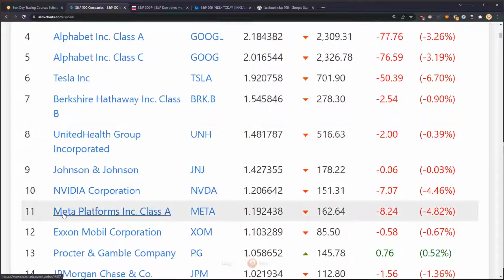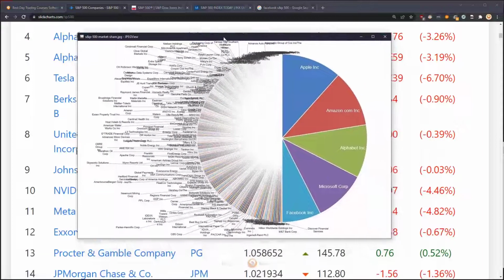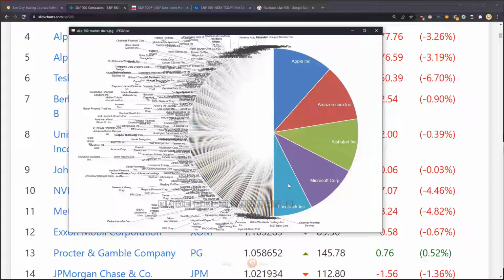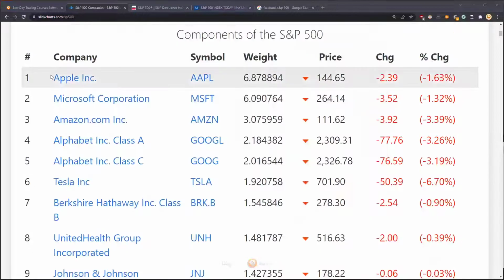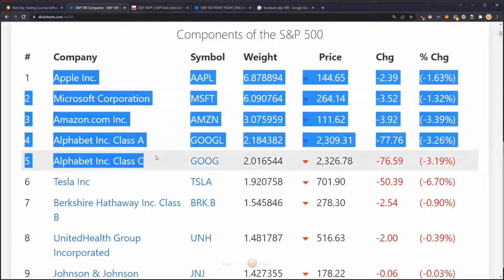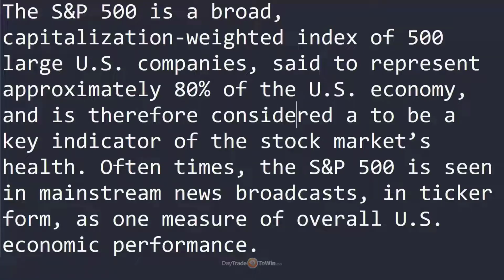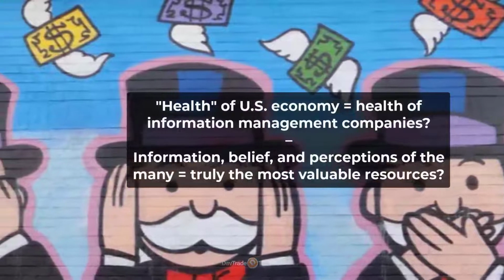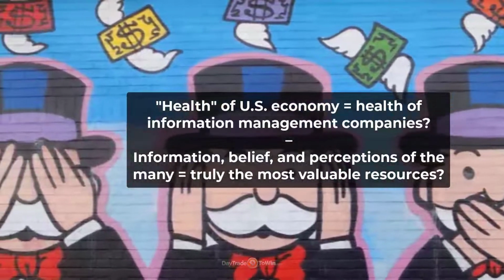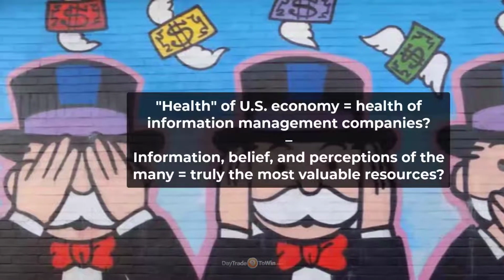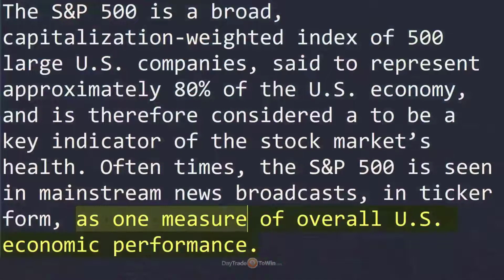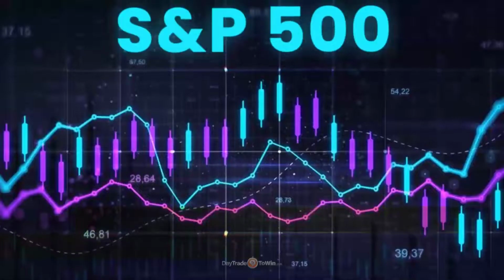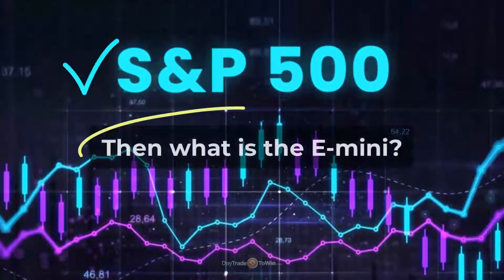Note that Meta, or Facebook as it was once called, is now sitting in position 11. Back in 2018 or so, Facebook was among the top according to this graph. You may have noticed that big tech makes up the top 5. You may find that interesting because the S&P 500 is considered a leading indicator of the U.S. economy. So how can 5 tech stocks be an indicator of the U.S. economy? Well, maybe that's a discussion for a different video. But in any case, the S&P 500 is a big deal. It's considered to be one measure of overall U.S. economic performance. Now that we have a sense of the S&P 500, we can ask, what is the E-mini?